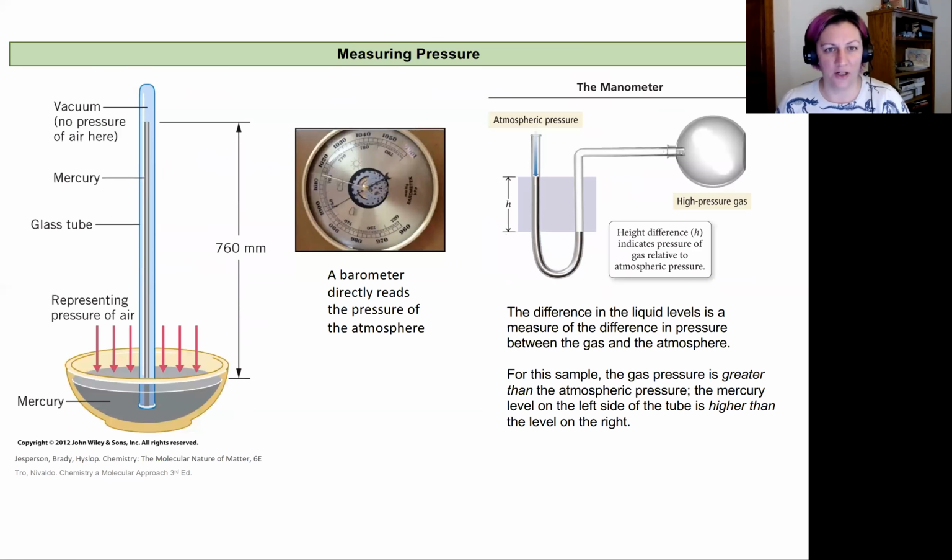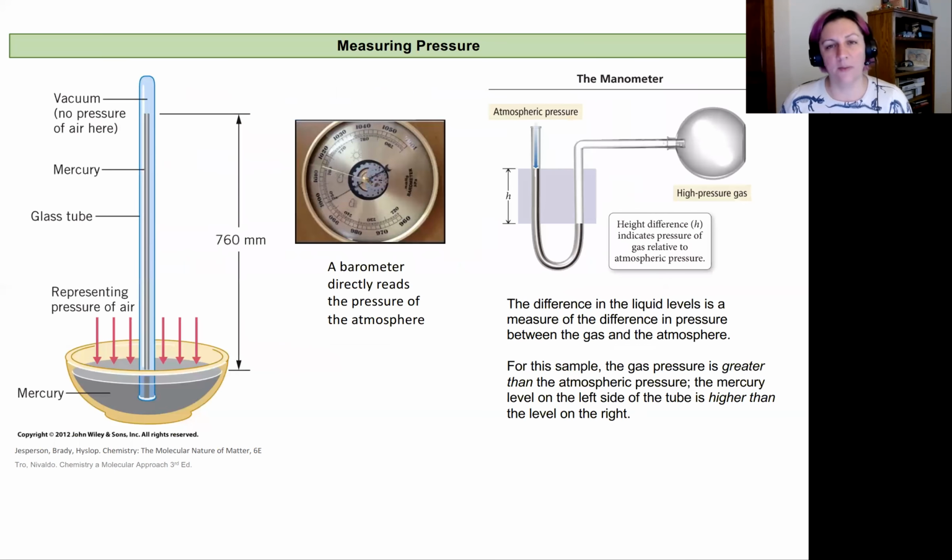Here's how we measure pressure. We have a couple of different ways. Well, I mean, we have a couple different instruments, I should say. But the basic idea is that we assess how many collisions are happening against something that we know the density of. Mercury is a really common one because it's a dense liquid.